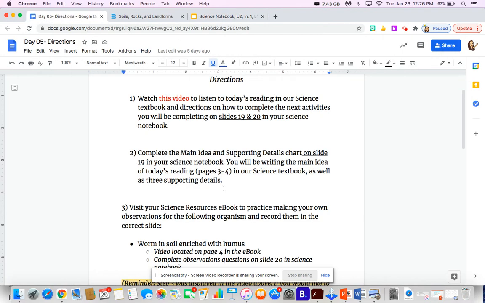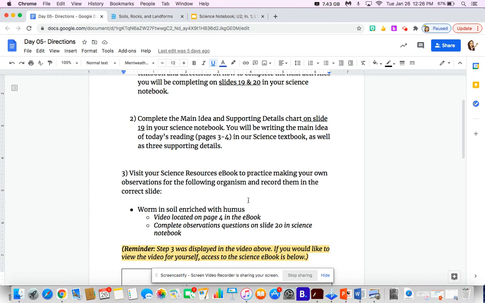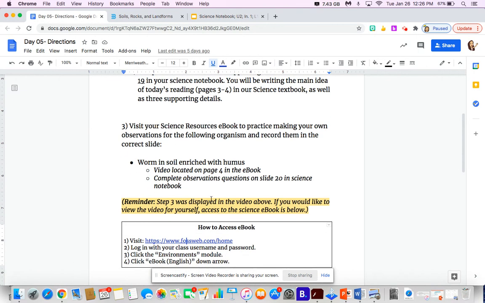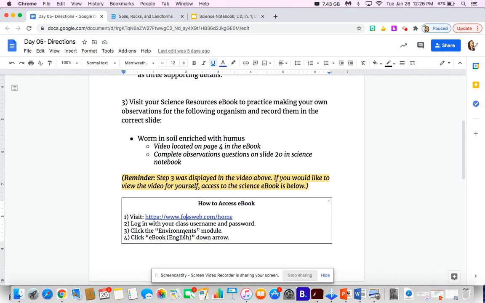Now, if you go back to the directions slide, all of this is written for you in the directions, but you can also review the video again on your own time by accessing the science ebook, and then it will tell you exactly how to locate the video. But you can always just scroll back in this video if you would like to watch it again.